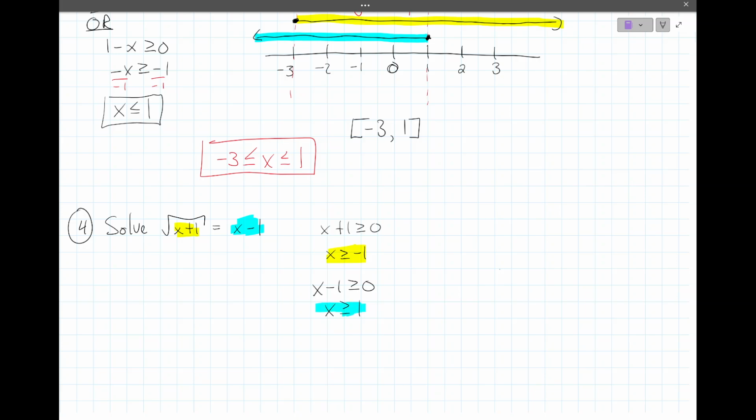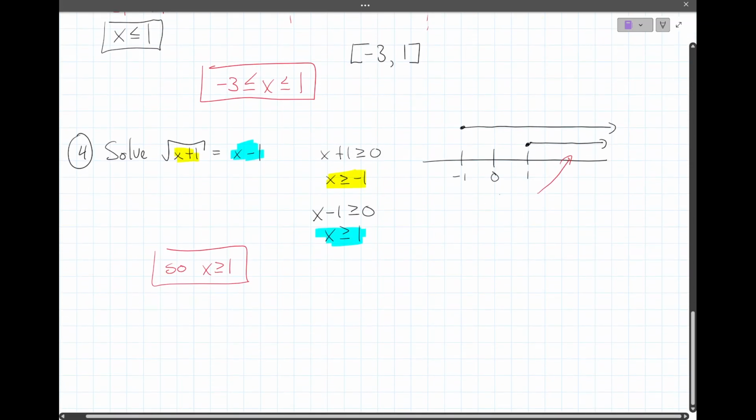So the more restrictive domain here, if I were to put a number line on both, there's 0, there's negative 1, there's 1. Well, here's greater than or equal to negative 1. Here is greater than or equal to 1. So this is the more restrictive domain. So we choose that one there, right? That's more restrictive, and that's where my overlap happens. So any x value I find at the end has to be greater than or equal to 1.